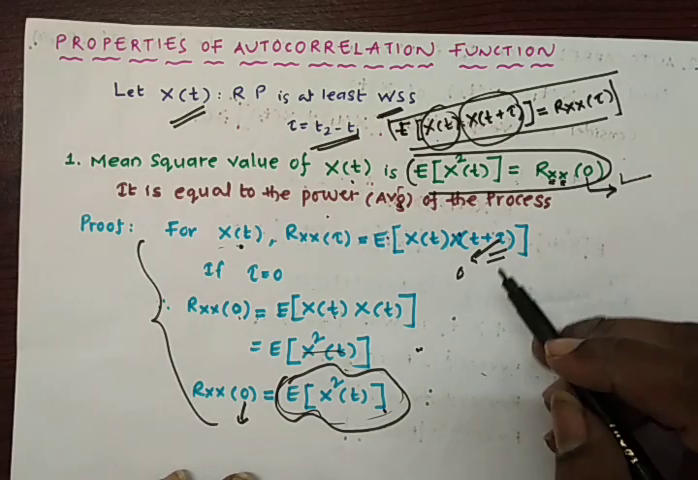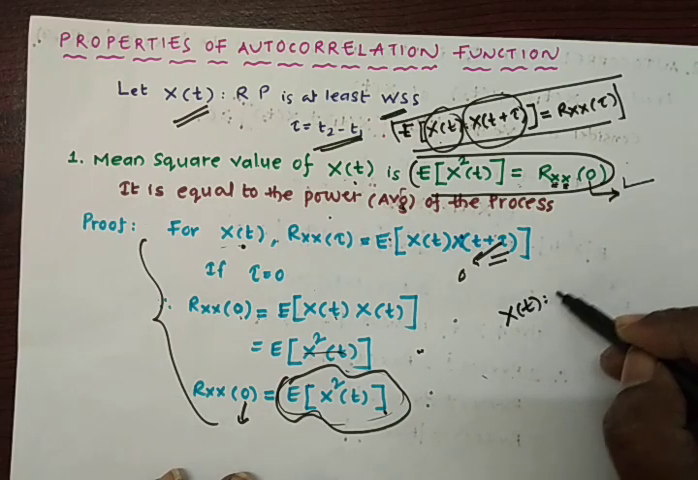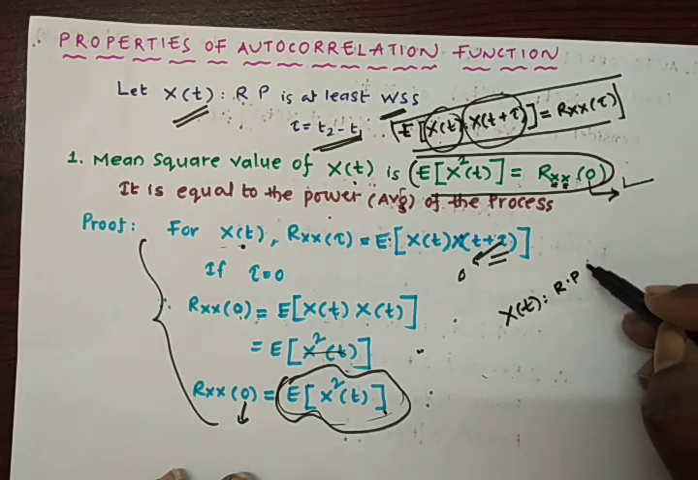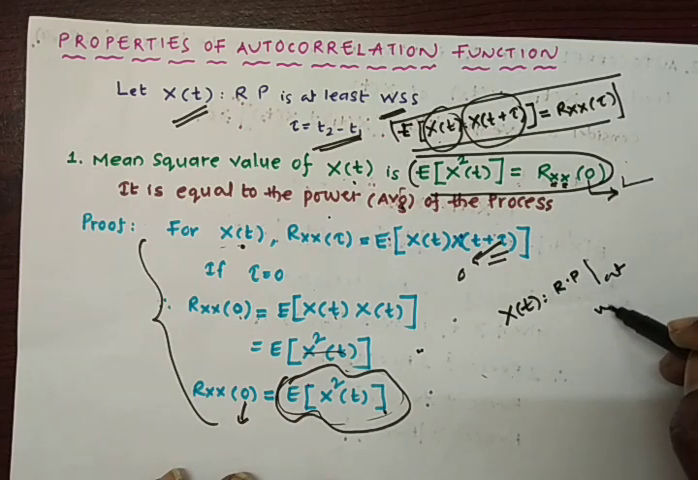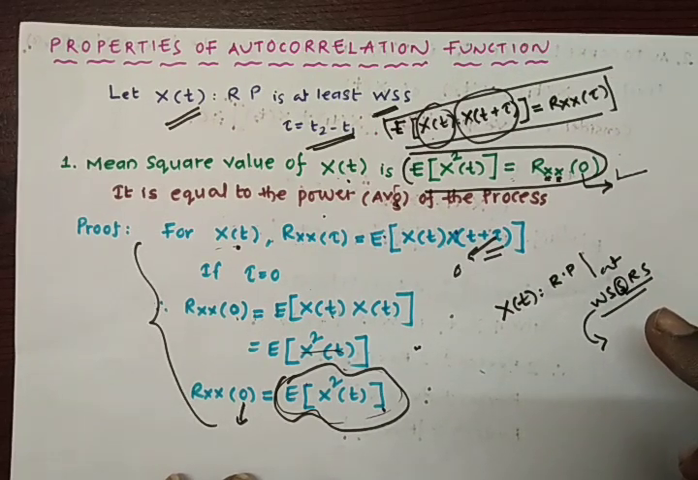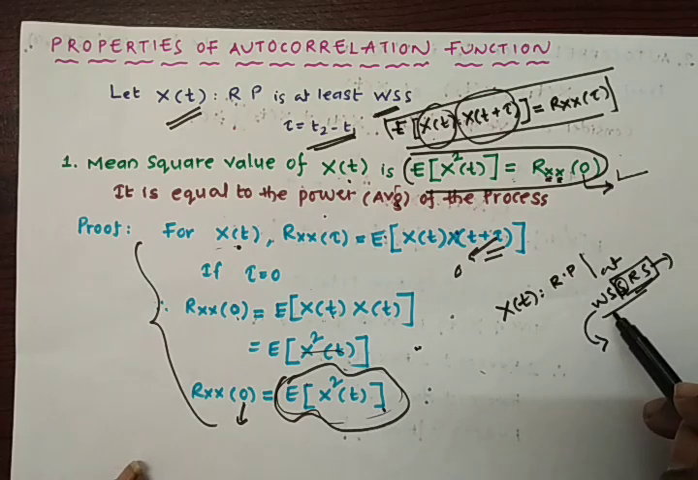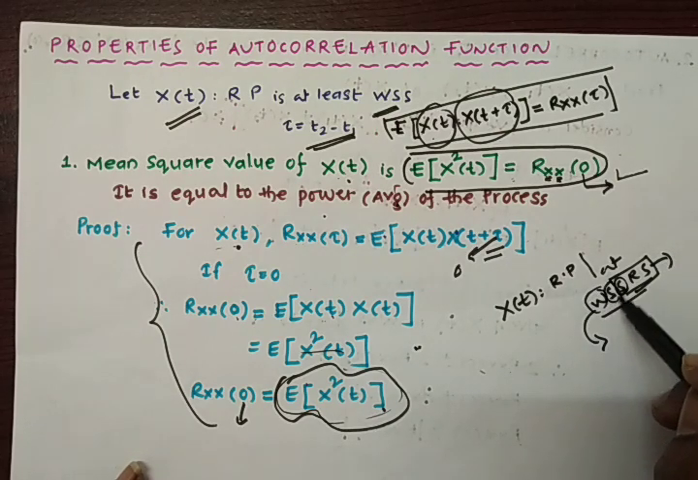Here I am concluding one property of the autocorrelation function. First, we consider x of t to be a random process, at least a wide sense stationary random process. A stationary random process means that if the statistical properties of the random process don't vary with respect to time shift, then it is called a stationary random process. Otherwise, it is a non-stationary random process. When we talk about stationarity with respect to the second order, it is called a wide sense stationary random process.